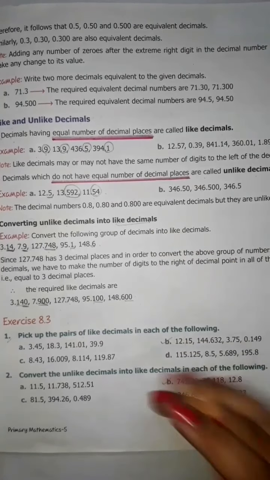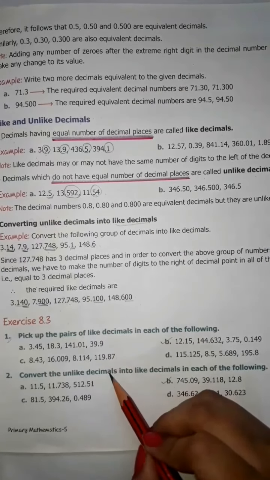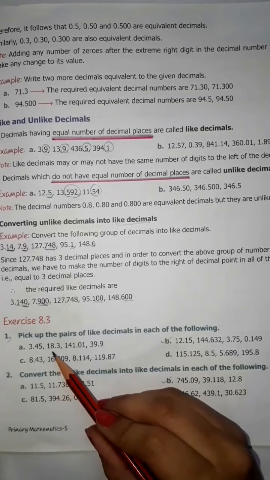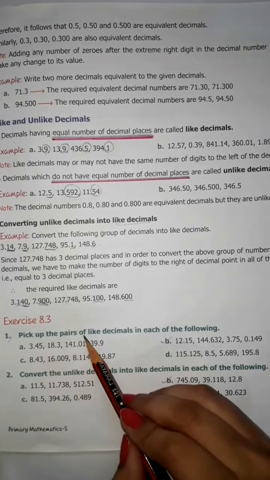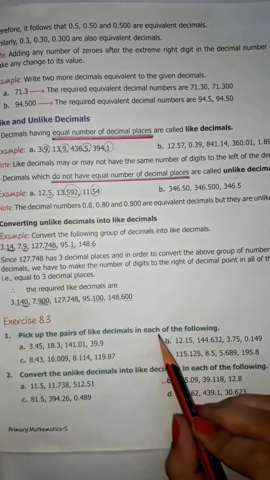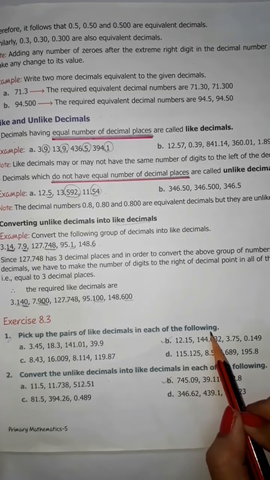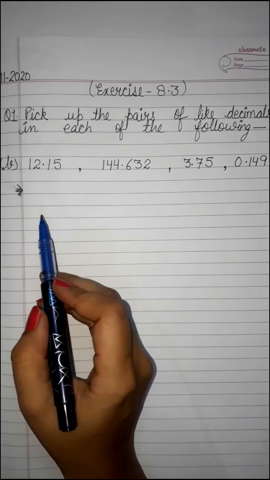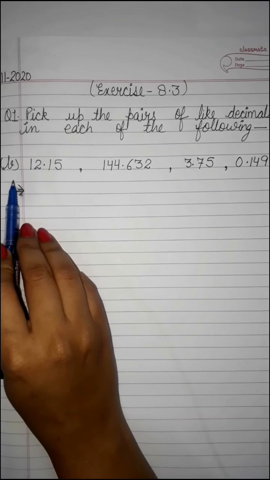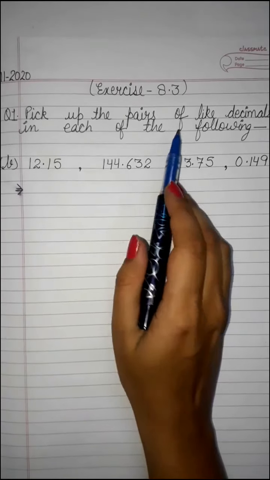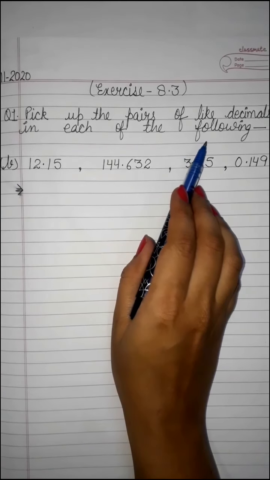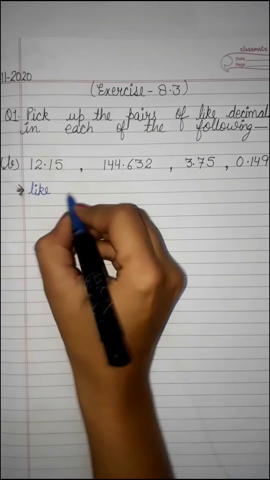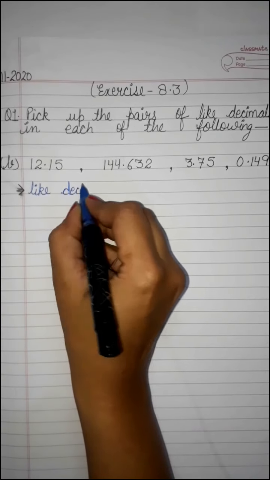Let's see the exercise first. These two questions are related to like and unlike decimals. In this we have to pick up the pairs of like decimals in each of the following. Let's see these two questions in the register. Children, see this B example. In this, we have to separate the like decimals. So how will we do it? First, write the heading like decimals.